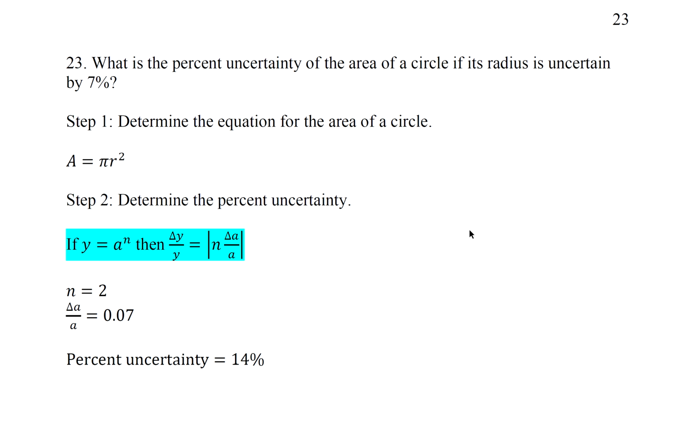Question 23, what is the percent uncertainty of the area of a circle if its radius is uncertain by 7%? We're going to use this equation. A equals pi r squared. This is an exponent, so we're going to use this equation, highlighted in blue. So our percent uncertainty is 2 times 7%.